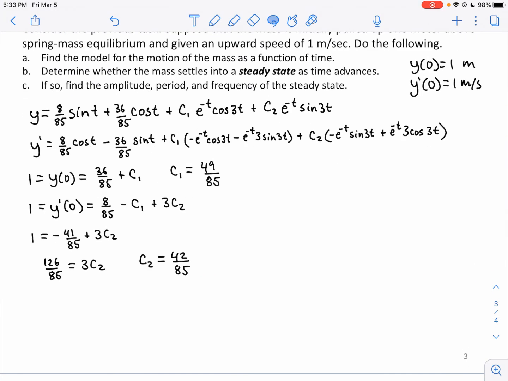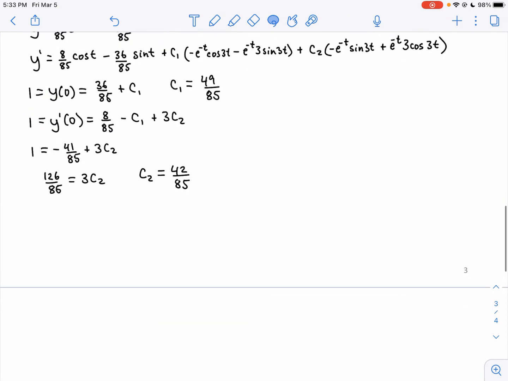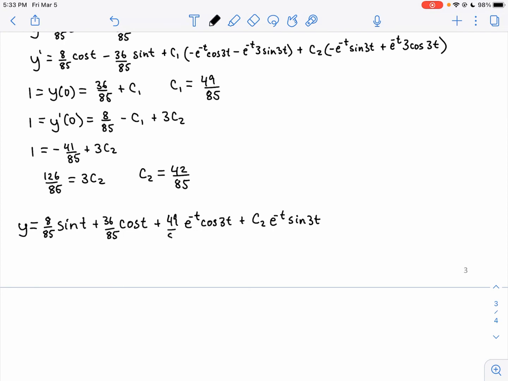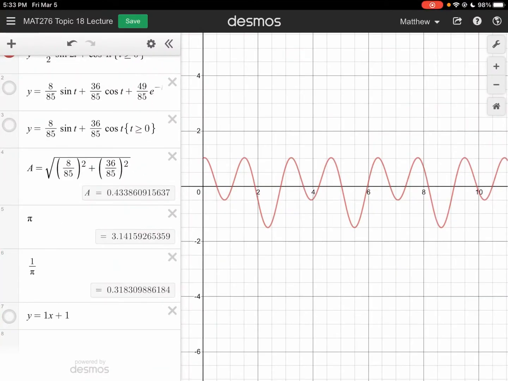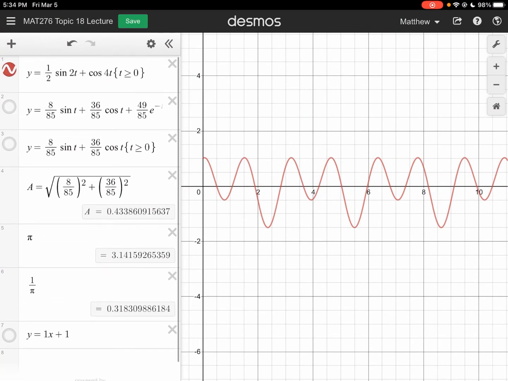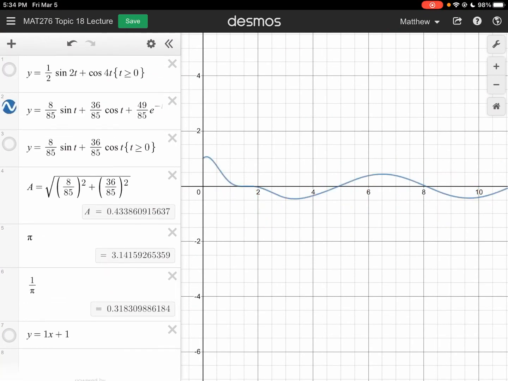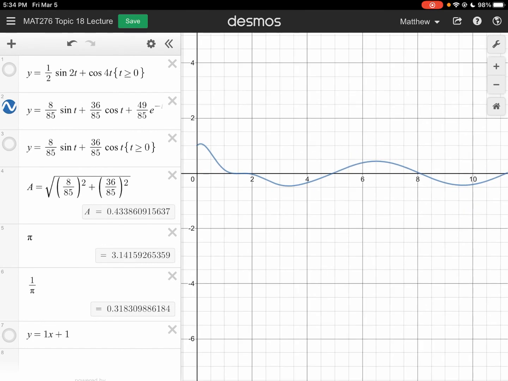Okay, now I can write my particular solution. Let me just copy this. And we can replace c1 with 49/85 and replace c2 with 42/85. And we now have our model of motion. I'm going to go to Desmos next and reveal that graph. I already have it all typed in here. It's the second line. And here's the model of motion.